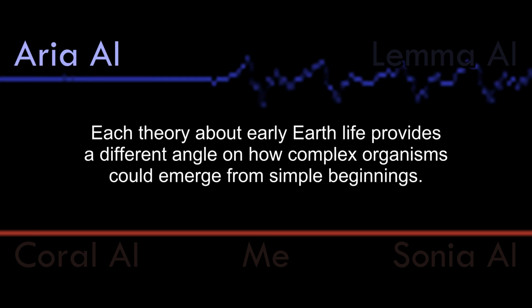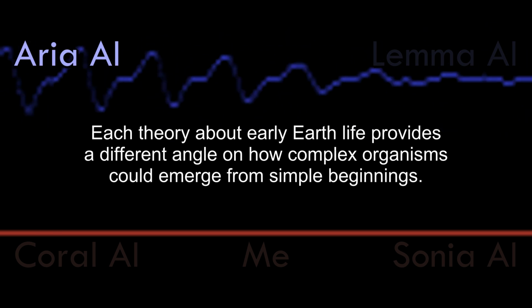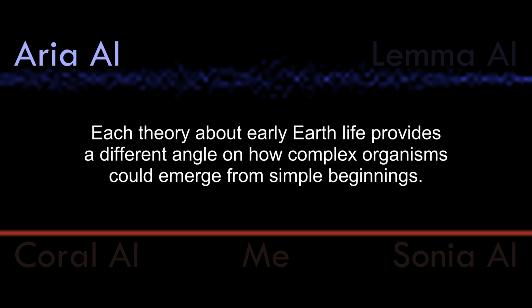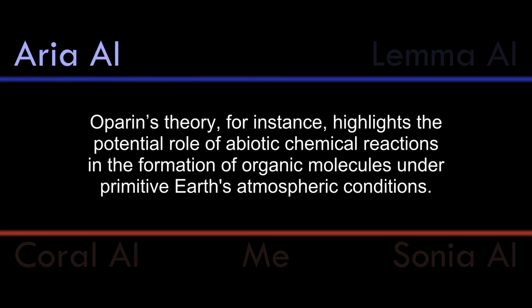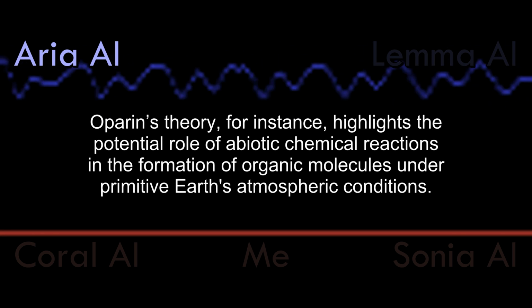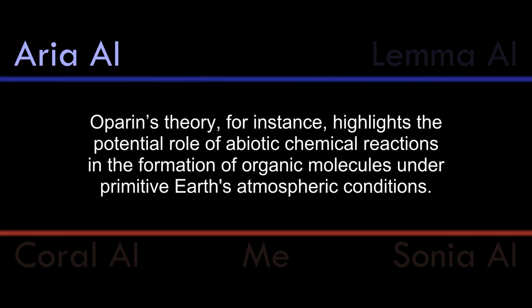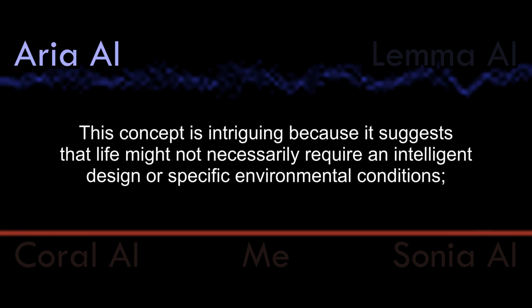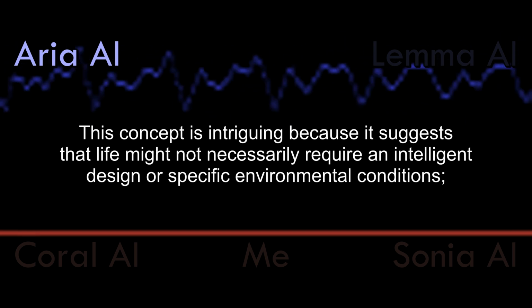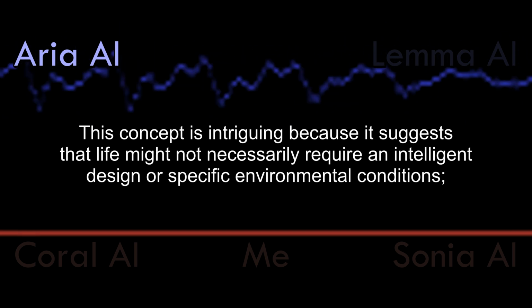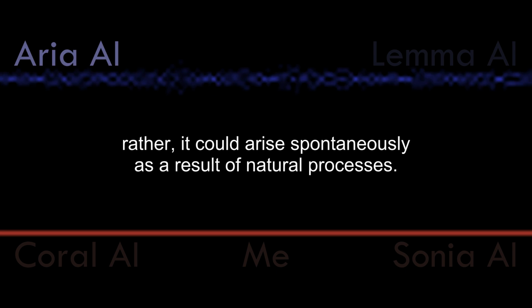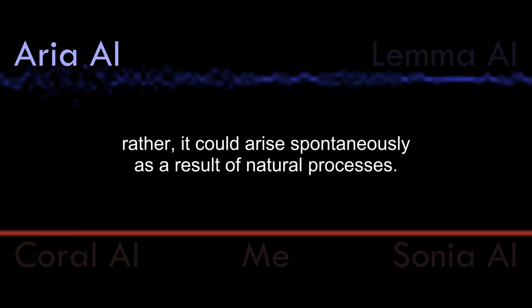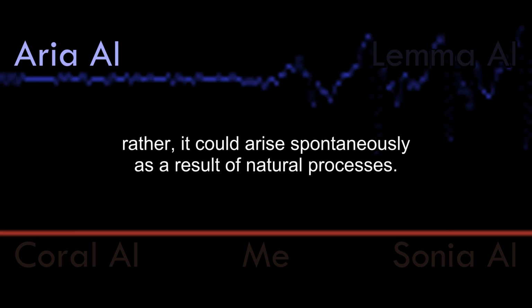Each theory about early Earth life provides a different angle on how complex organisms could emerge from simple beginnings. Oparin's theory, for instance, highlights the potential role of abiotic chemical reactions in the formation of organic molecules under primitive Earth's atmospheric conditions. This concept is intriguing because it suggests that life might not necessarily require an intelligent design or specific environmental conditions. Rather, it could arise spontaneously as a result of natural processes.